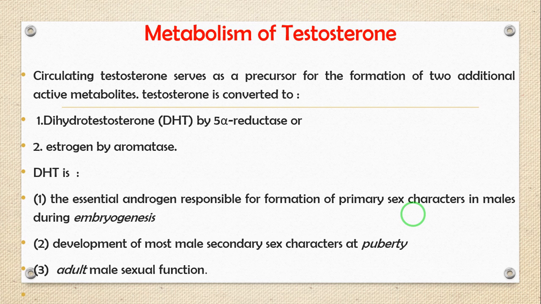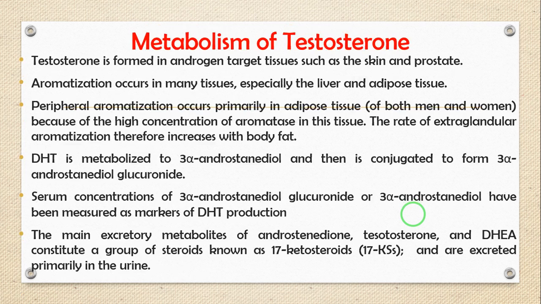The other compound that testosterone can be converted to is the estrogens, by the enzyme aromatase. Dihydrotestosterone is mainly converted from testosterone in certain organs, which are the prostate and the skin, while the conversion of testosterone to estrogen by aromatization by the enzyme aromatase usually occurs in the liver and the adipose tissue.